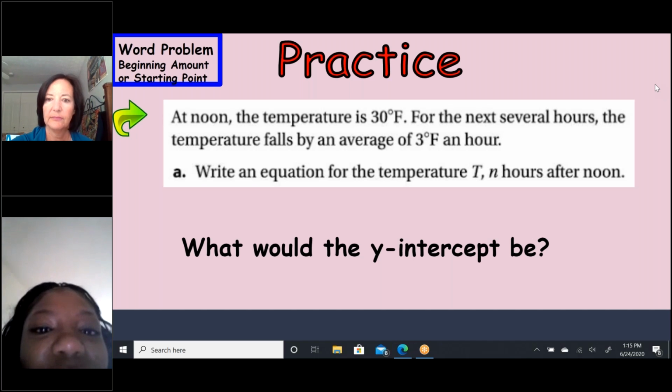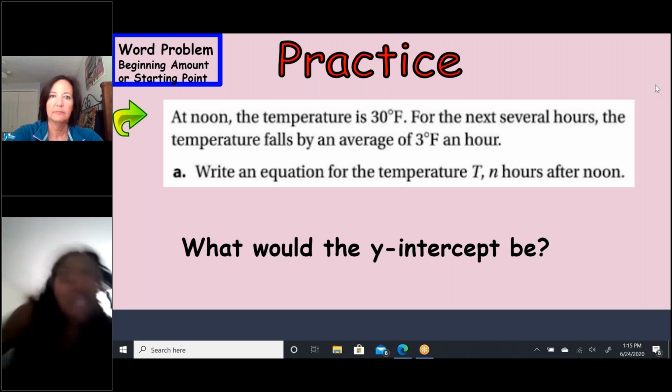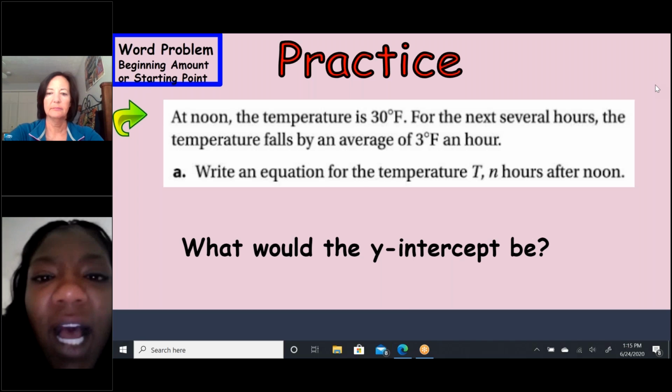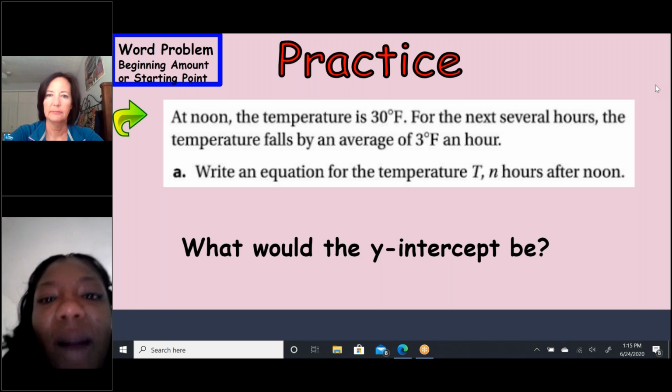Okay. At noon, the temperature is 30 degrees Fahrenheit. For the next several hours, the temperature falls by an average of 3 degrees Fahrenheit an hour. What is the y-intercept? What would be the y-intercept? At noon, the temperature is 30 degrees Fahrenheit.